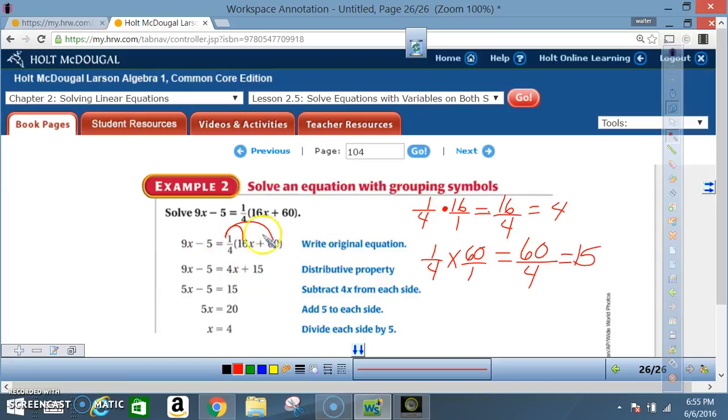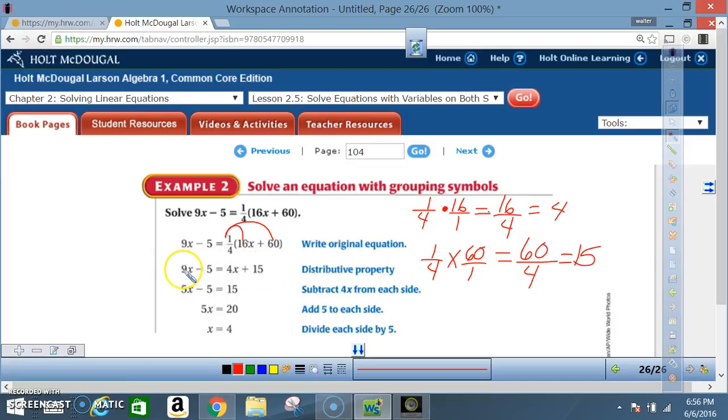And notice, they did not explain this to you in any kind of way. You must know how to solve a problem. All right, now, so we got 9x minus 5 is equal to 4x plus 15. Now we're solving an equation with variables on both sides.